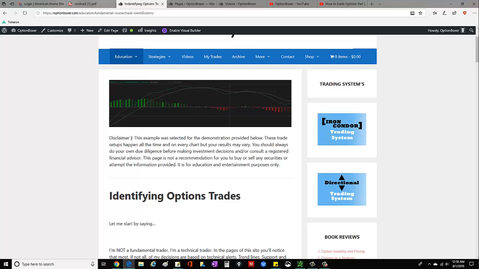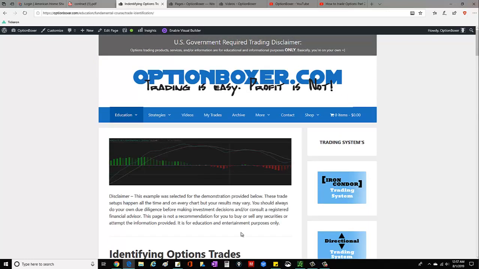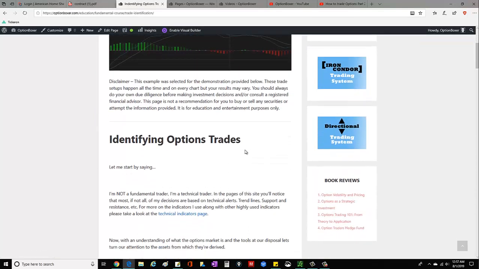So I'm going to read the disclaimer. This example was selected for the demonstration provided below. These trade setups happen all the time and on every chart, but your results may and will vary. You should always do your own due diligence prior to making investment decisions and/or consult a registered financial advisor. This page is not a recommendation for you to buy or sell any securities or attempt the information provided. It is for education and entertainment purposes only, or informational purposes only, as it states right here. Basically, you are on your own.